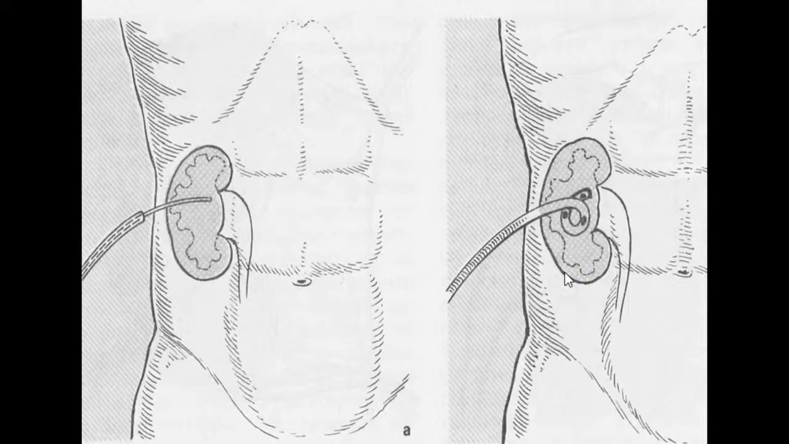Under ultrasonic control, most often a puncture of the pelvis is performed, and then through special equipment a tube is inserted. In the right picture you can see this tube localized in the pelvis, and a special loop of material with memory fixates the nephrostomy in the pelvis.